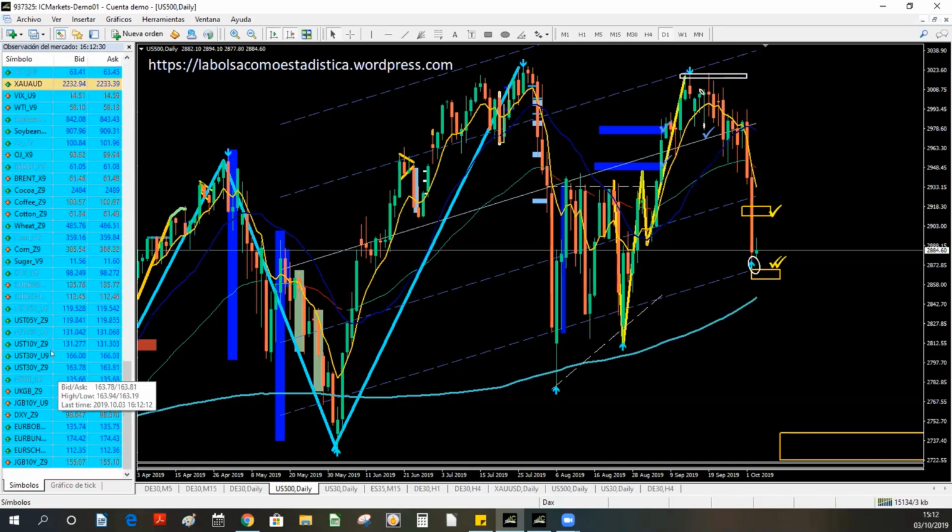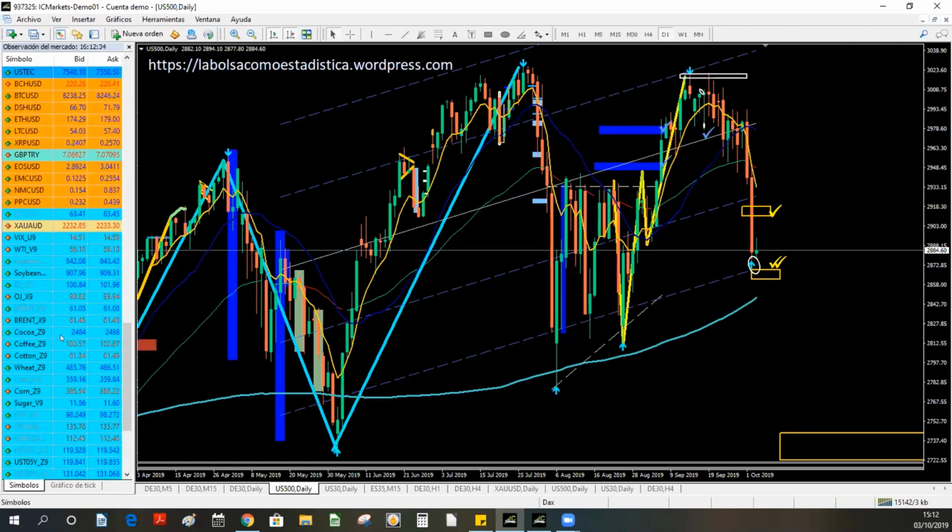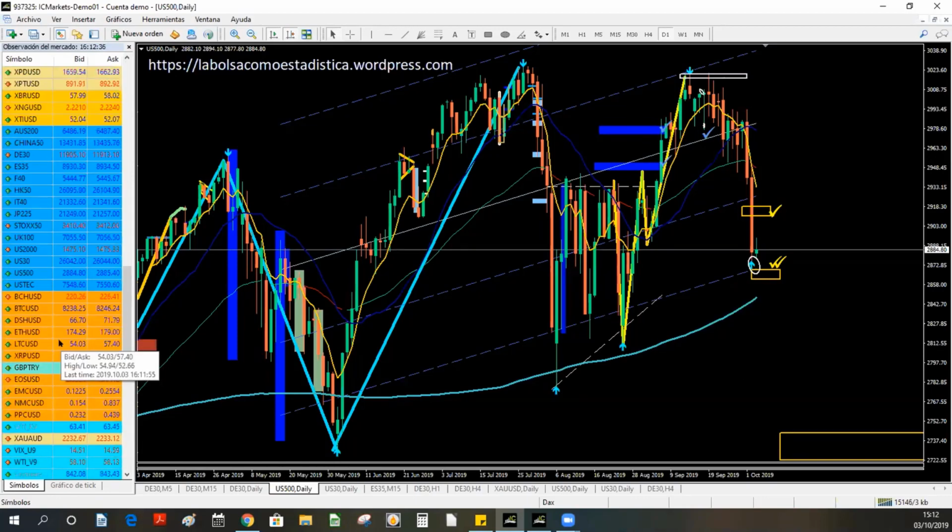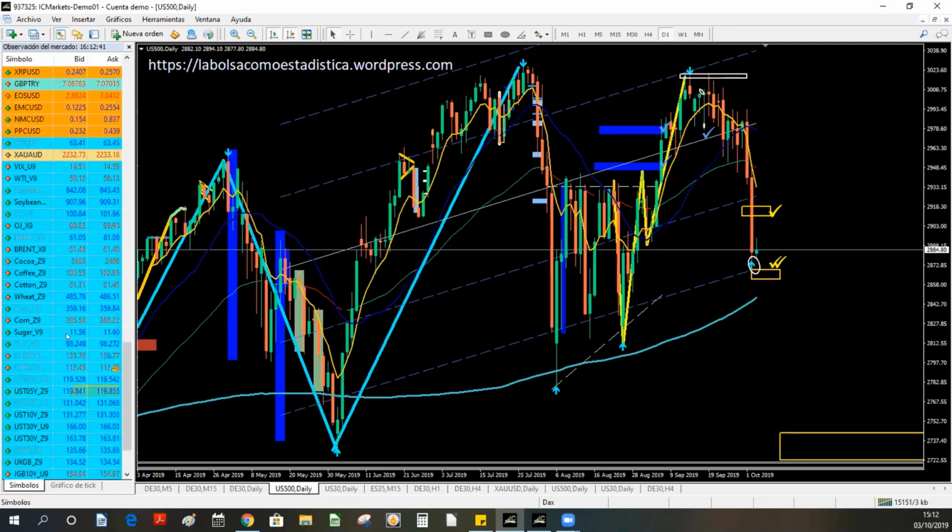Dollar index. If you want, I can see the dollar index and the euro dollar. Okay. What's the dollar index right now?